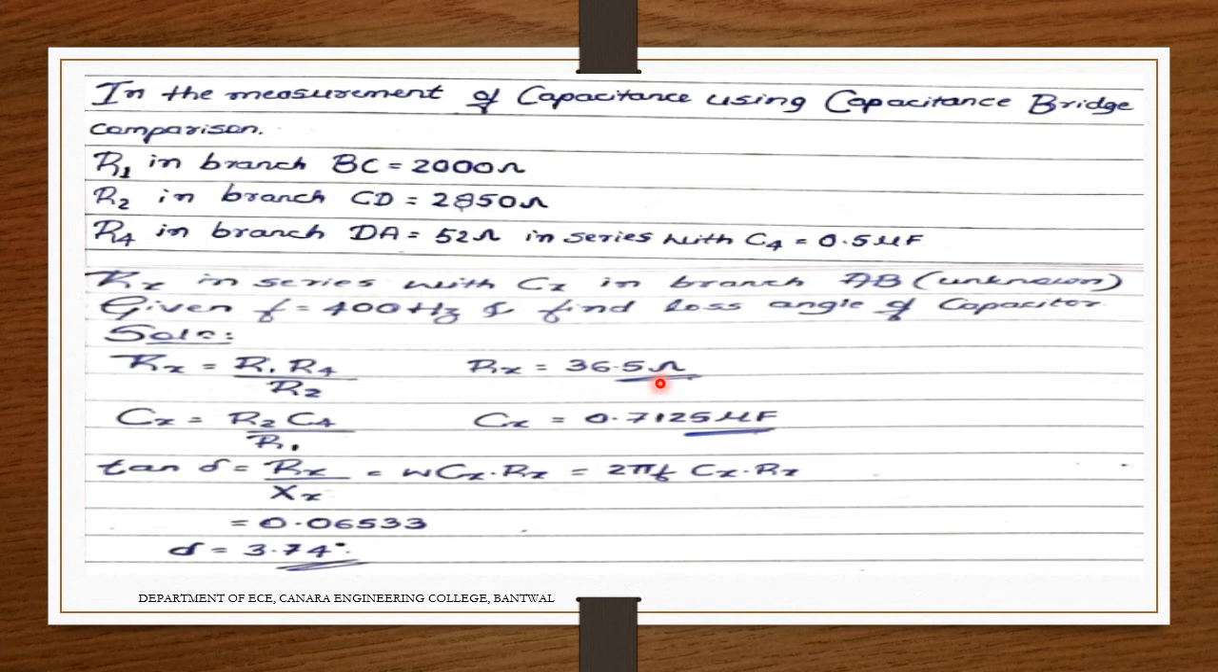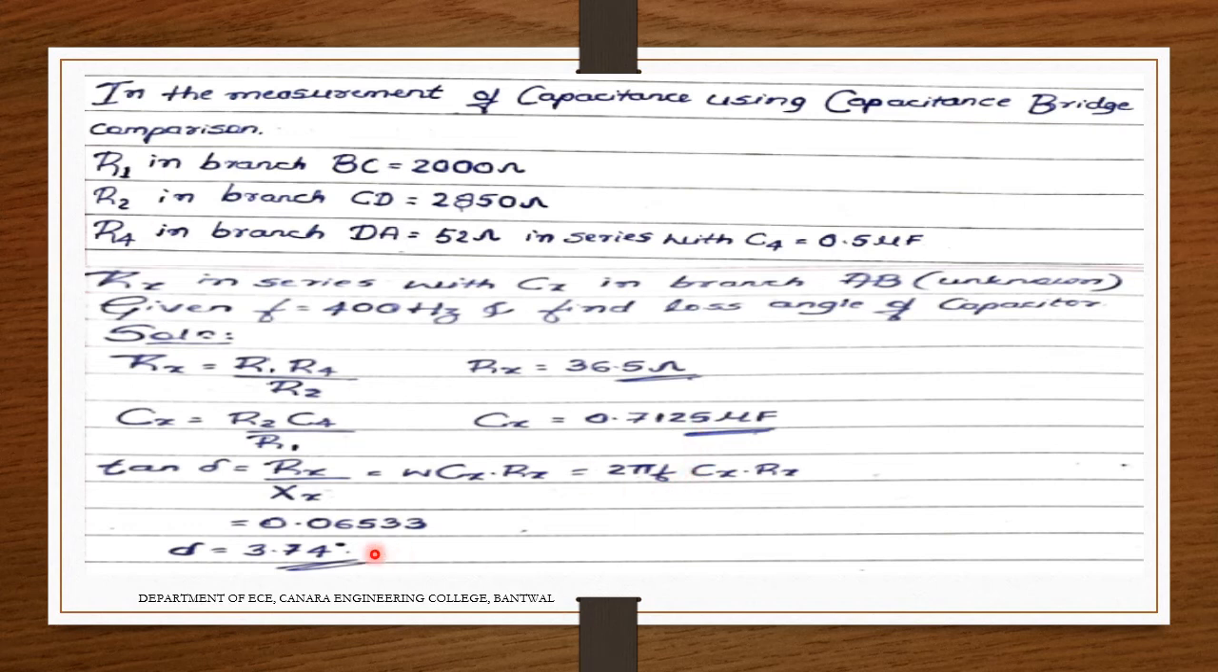ohms. The question looks big, but actually it is not. Then Cx is equal to R2 C4 divided by R1. R2 is given as 2850, C4 is 0.5 microfarad, divided by R1, which is 2000 ohms. Cs is equal to Cx is equal to 0.7125 microfarad. So this is the same thing we have done in the previous problem. Just substitute the formula there.